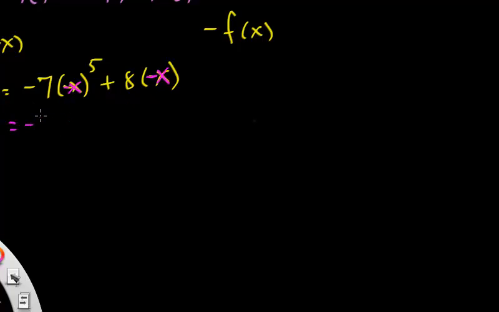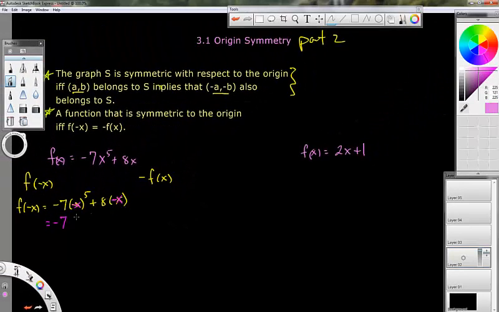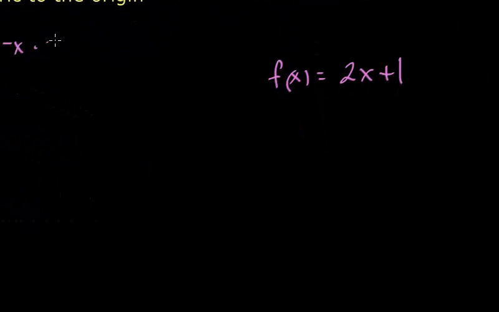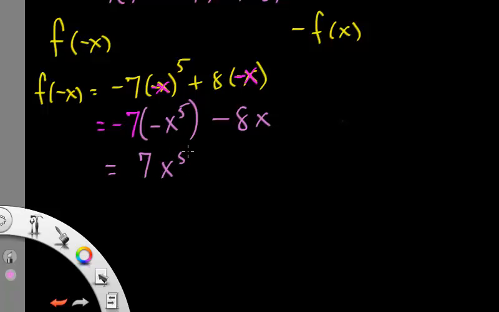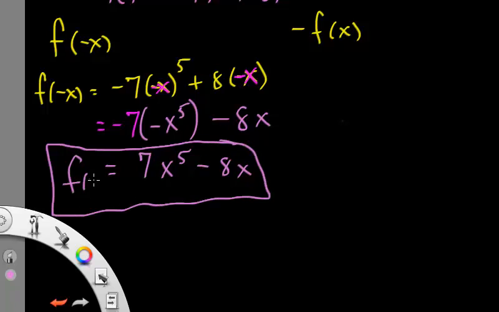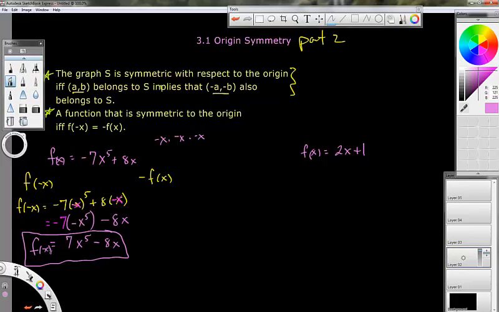This is negative 7 times negative x to the 5th. That's negative x times negative x times negative x 5 times, and that's going to be negative x to the 5th. If that was to the 4th, that would turn positive, but it's negative x to the 5th. Plus 8 times negative x, so that's going to be minus 8x right there. Now, this is going to turn it positive, so this is 7x to the 5th, because I have a negative times a negative, minus 8x. I'll put a box around that, because I have to see if this is equal to the other side, that is, f of negative x.